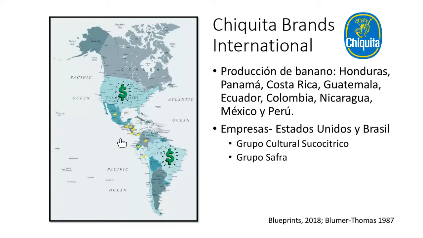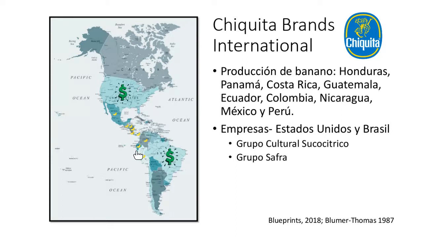But the headquarters of Chiquita is currently located in Charlotte, North Carolina. So hence the money sign on the United States. Chiquita, though, in 2015 was acquisitioned by two Brazilian companies, Suco Cítrico Culturale Group and the Safra Group. And so what we see also is that a major portion of the profits are going to Brazil. And again, all the production is occurring in Latin America.